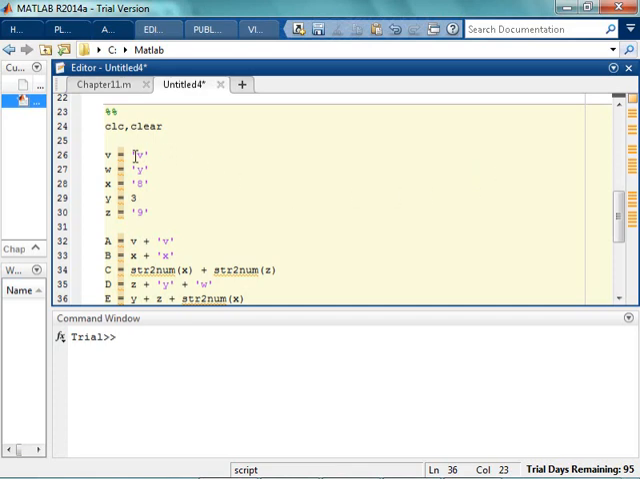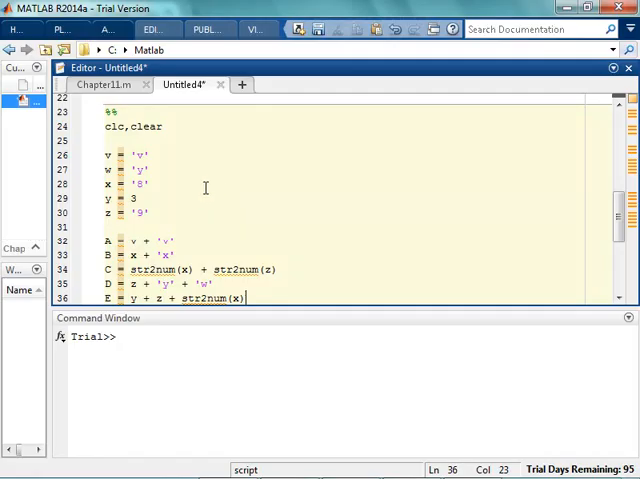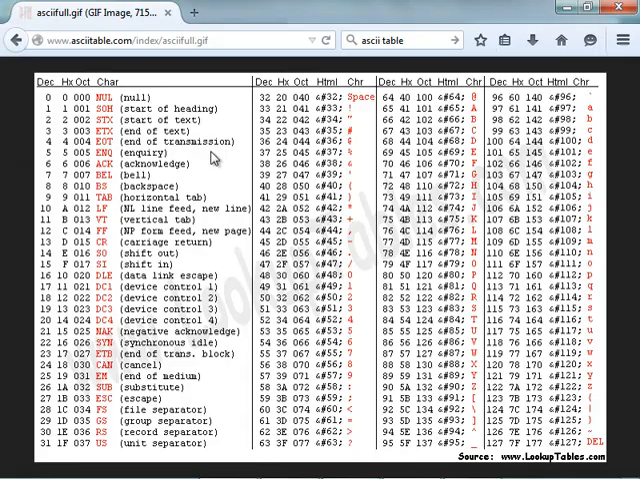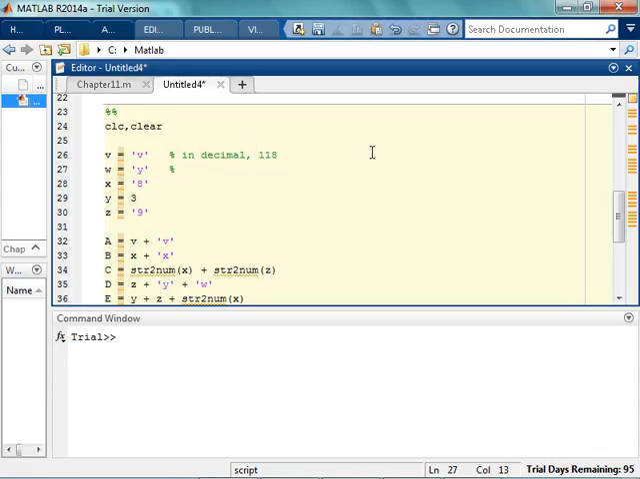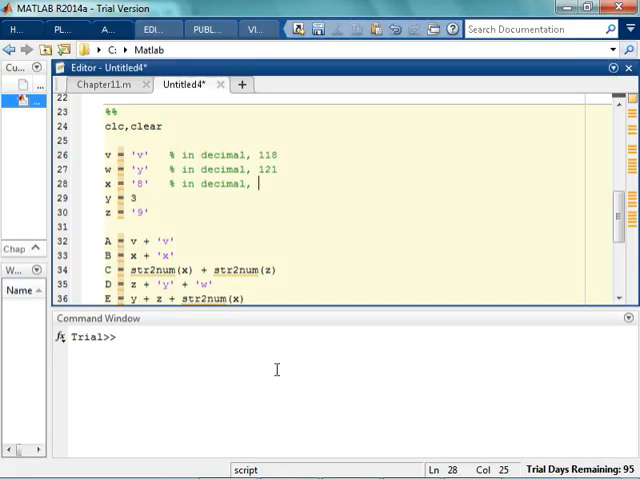Now, lowercase v is equal to v, which is amazing. I'm going to look that one up because I'm probably going to need it. v is equal to 118. y in decimal is 121. I think I already knew that. 8 in decimal is 56, and then 9 is 57.